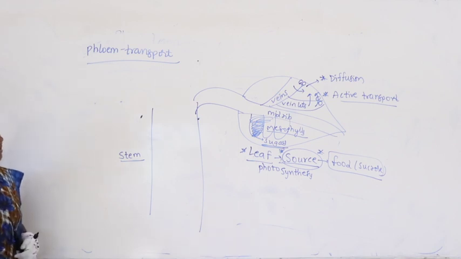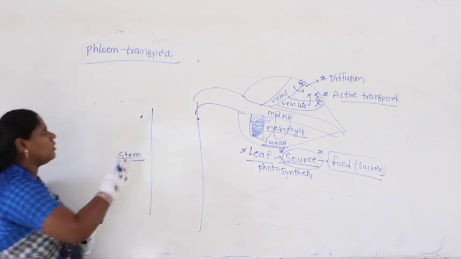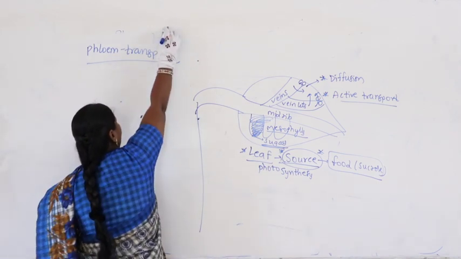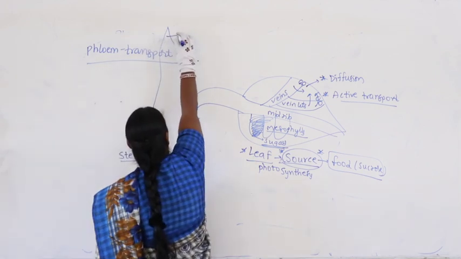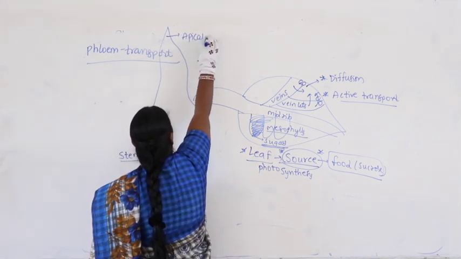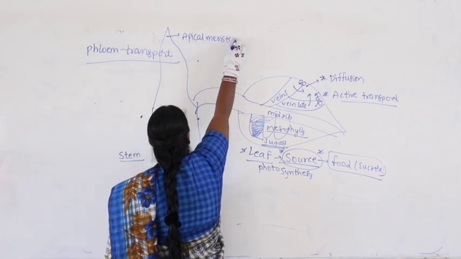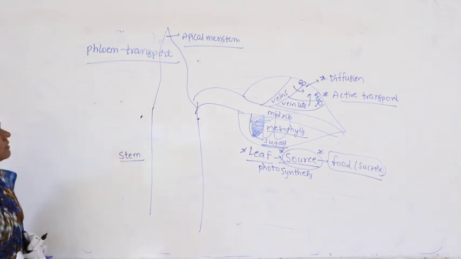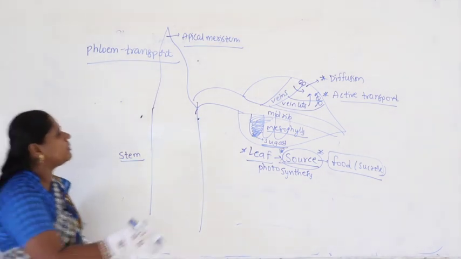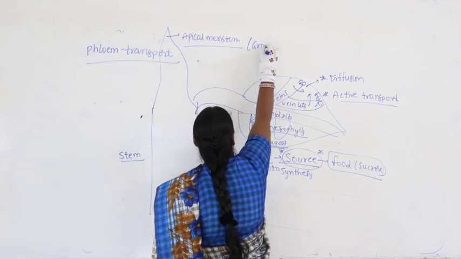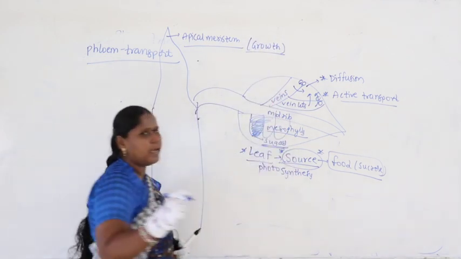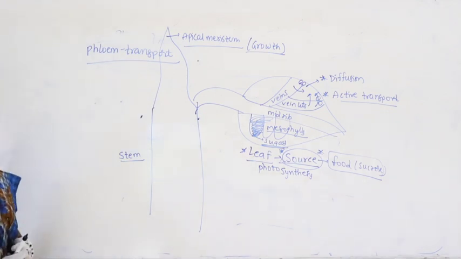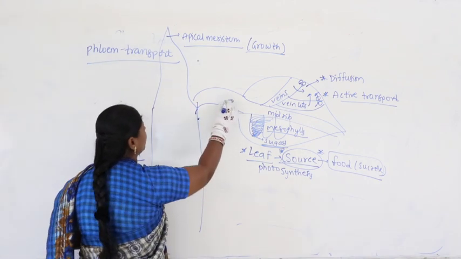Right? Now, what happens initially first? So there may be transport in the upward direction. Upward direction meaning what? You know the growing parts of the stem, this is nothing but the apical meristem. The apical meristem is in need of food. Why? Because that's a growing part of the plant, right? What occurs at the apical meristem is called growth. So for growth, what does it need? It needs food.